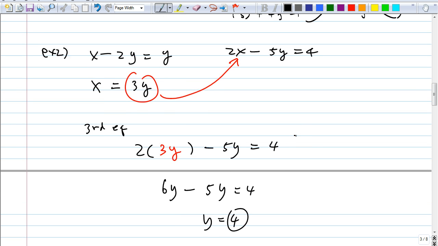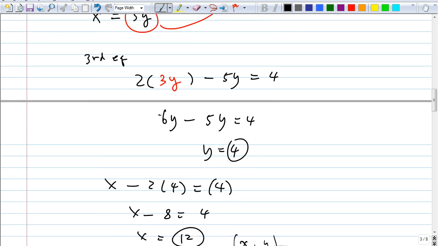Okay, and which one would you like to plug into, the first one or the second one? You could just plug into the first one. You already solved for x, right? So x equals 3y, correct? So I plug in there. What did you get? 12. Okay, so how many people got 4 comma 12?